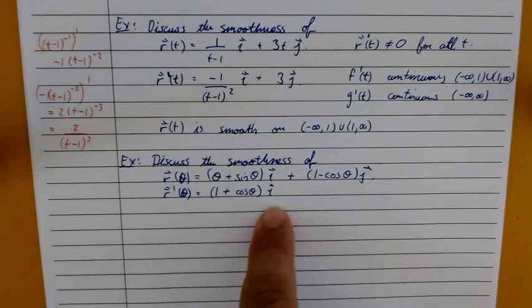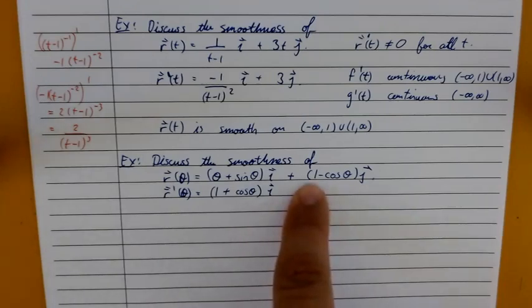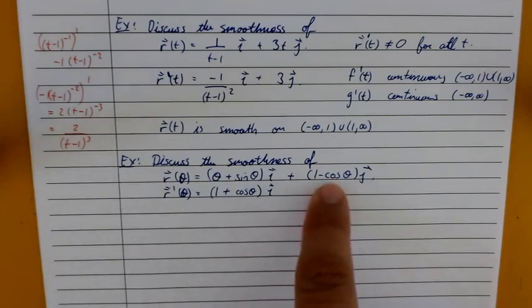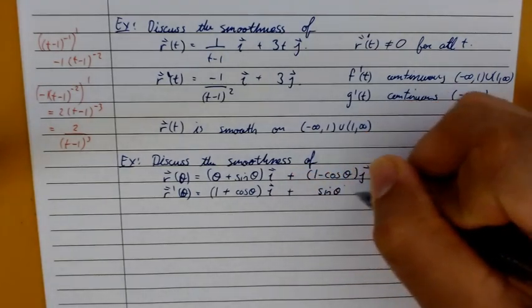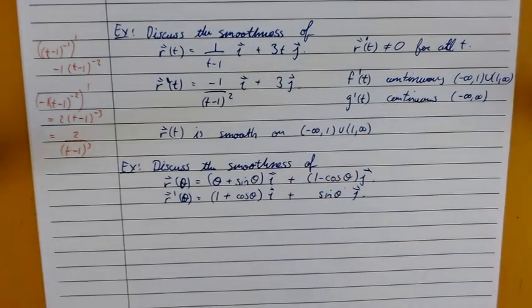And then my second component, well, the derivative of 1 is just 0. And the derivative of the cosine of theta is negative the sine of theta. Oh, but that's already got a negative. Okay, so double negative makes that positive sine of theta. All right, so there we go.